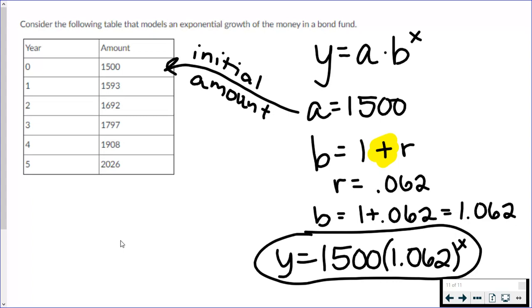So if I didn't even give you any of this scenario and I just gave you the equation, you can look at that equation and draw some conclusions. You look at the a value and you know that this started out with 1,500. You look at the b value and you know that because it's greater than 1, this is an exponential growth function. It is increasing by 0.062 or 6.2%.